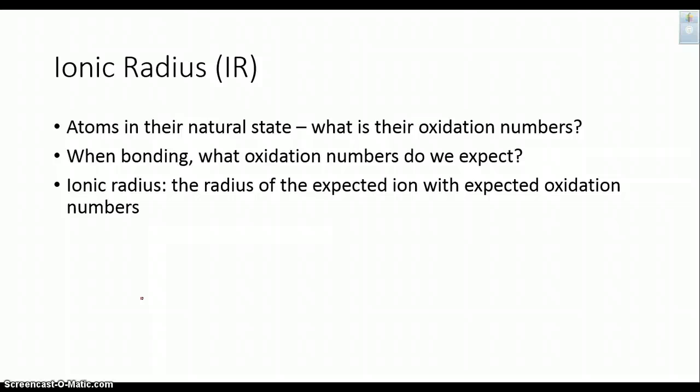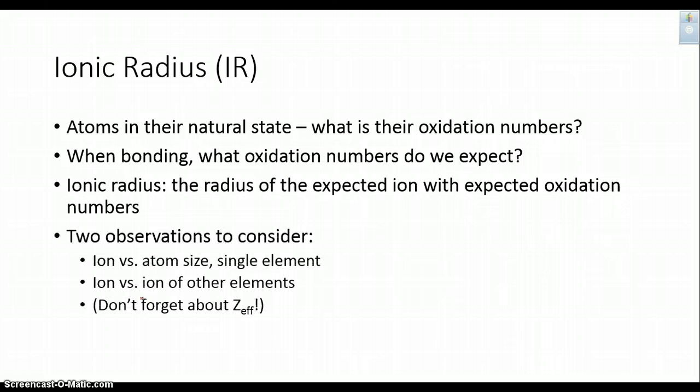Now the ionic radius then is the radius of the ion when it has the oxidation state that you expect. So it's not just any old ion, it's going to be the actual oxidation number that you expect it to form. Two parts of the trend we want to consider.